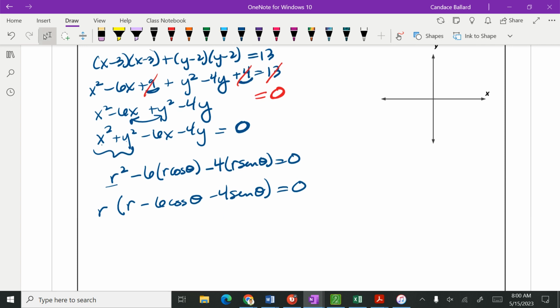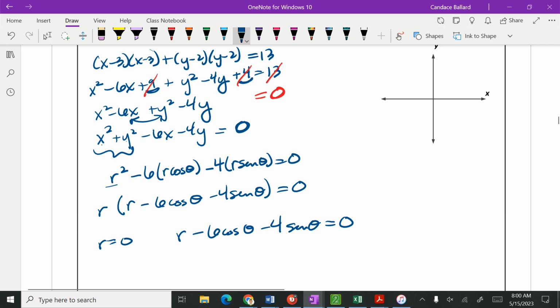Now, technically, if I wanted to get it into an R equals equation, I could apply the zero product property, okay, and tear it apart so that R equals 0, or I've got R minus 6 cosine theta minus 4 sine theta equals 0. So write that down. Then we've got to talk about this last thing here, okay?